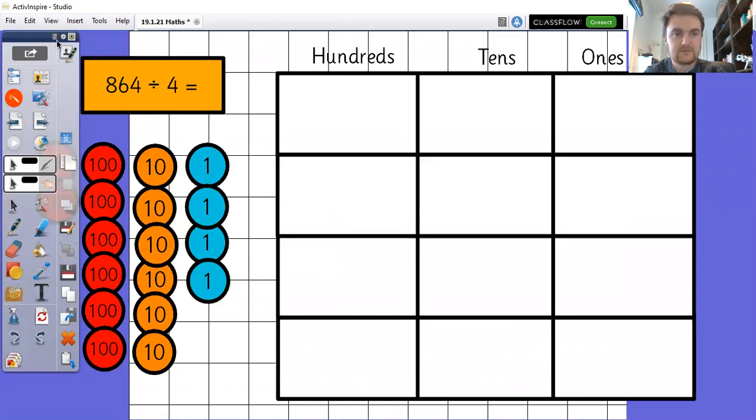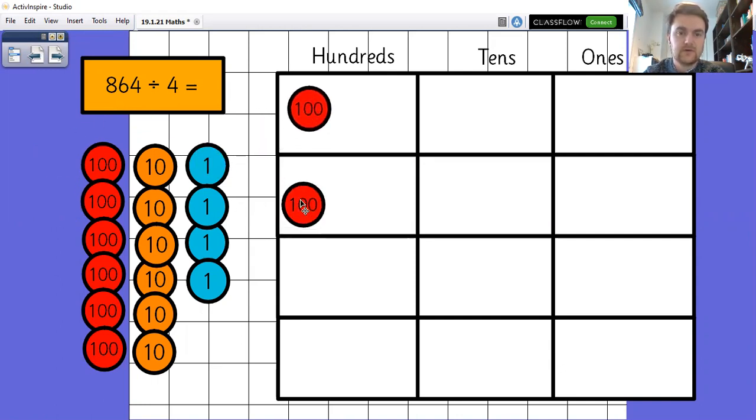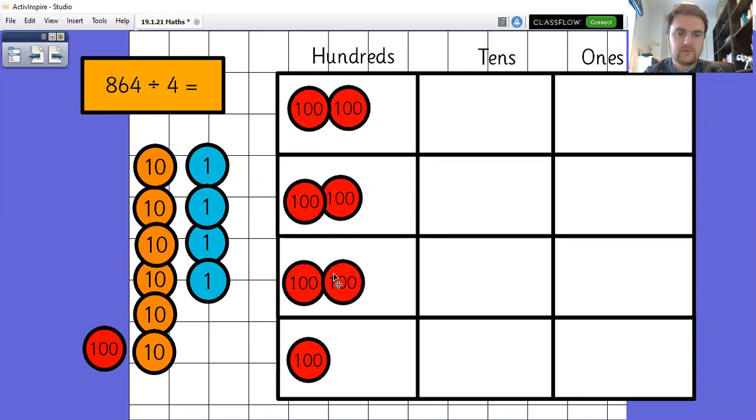Let's have a look at a different one. So we've got 864 divided by 4. So again, I've got 800s, 6 10s, 4 1s. I've got 1, 2, 3, 4 rows that I'm going to share them between. So let me do my 800s first. So there we go. And that's 4. Okay, so each row ends up with 200s in it.